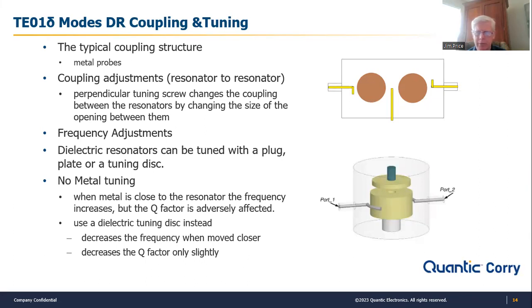You don't want that to be metal, because that would hurt the Q if it was metal. You want that to all be a dielectric material, and even the screw that holds the tuning disc, you want to be made out of a dielectric. You don't want metal anything anywhere near the dielectric resonator itself, because it only hurts the Q, unless it's kind of a superconductor you're dealing with.